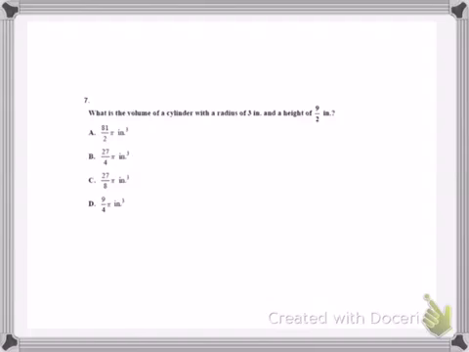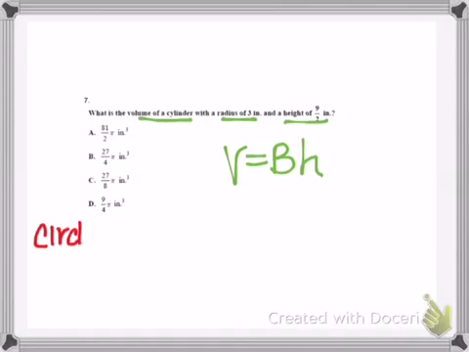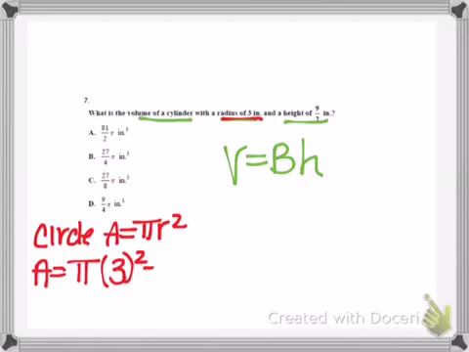All right, here's a word problem. This is an example of something you might see on the EOC. What is the volume of a cylinder with a radius of 3 and a height of 9/2? So I know I'm going to use the formula volume equals the area of the base times the height. And a cylinder has a circular base. So to substitute in the formula, I need to know the area of a circle, which is area equals pi times r squared. So the area of the circular base is A equals pi times, it tells me my radius is 3 squared. So my area is going to be 9 pi.